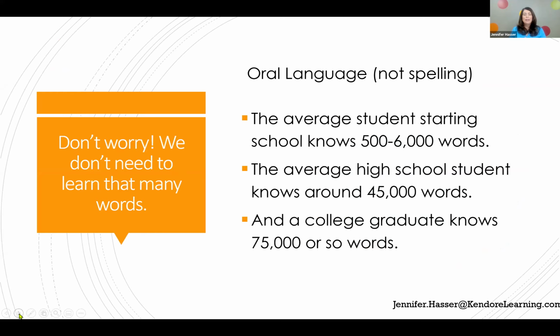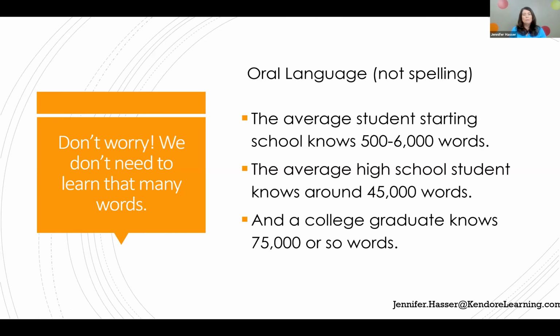Luckily, we don't need to know how to read and spell a million words. In our oral language, not spelling, because that is a different thing, the average student starting school knows between 500 and 6,000 words. When we're talking about kids who have more than 6,000 words, they're probably pretty exposed and highly language oriented. But there is a big difference between 500 and 6,000, and you probably have seen that in your classroom if you teach the lower grades. The average high school student knows about 45,000 words. And a college graduate knows 75,000 or so words.